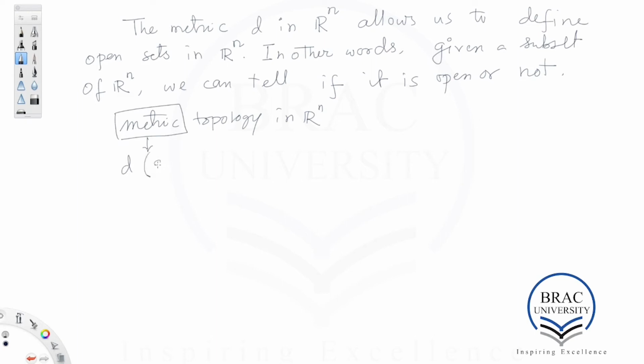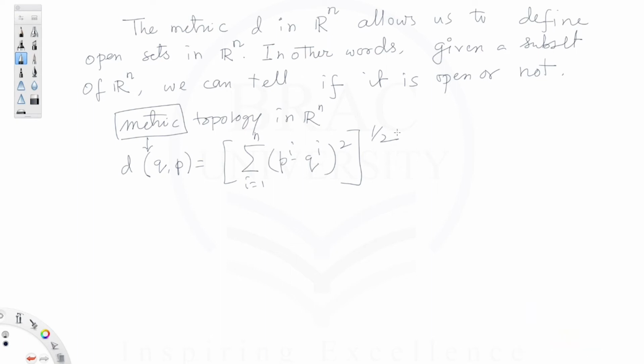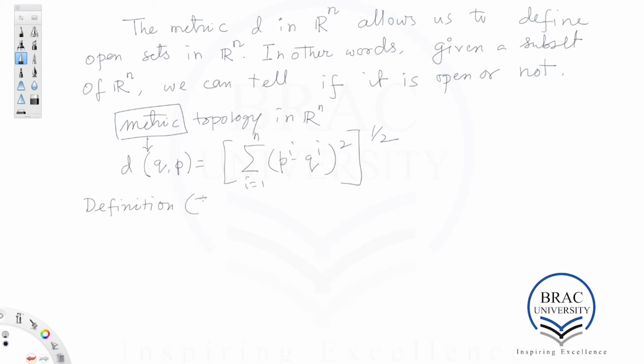Remember that D between Q and P was defined as the sum over i equal to 1 to n of (Pi minus Qi) whole squared, to the power 1/2, right? Okay, so this is the discussion on Rn, the Euclidean space. Now we give the general definition of topology on a set X. Definition. Topology.